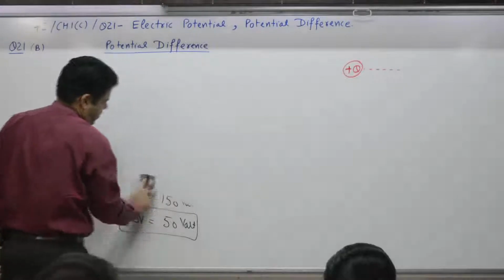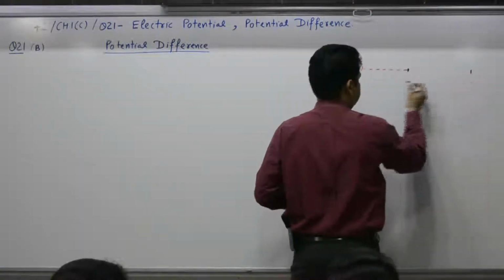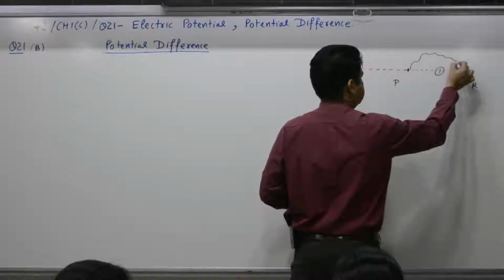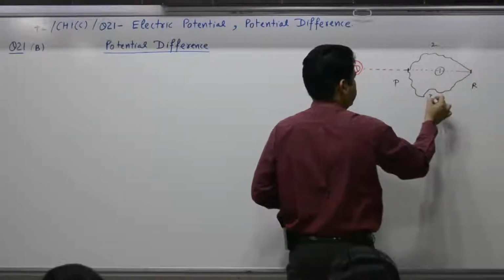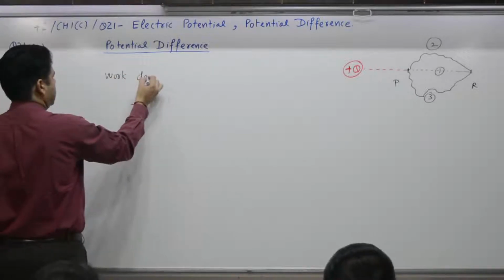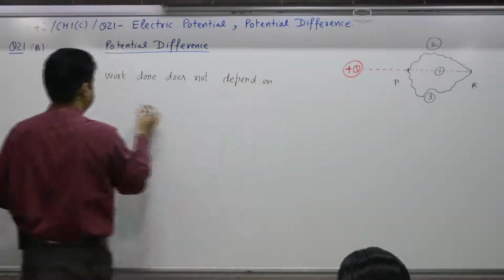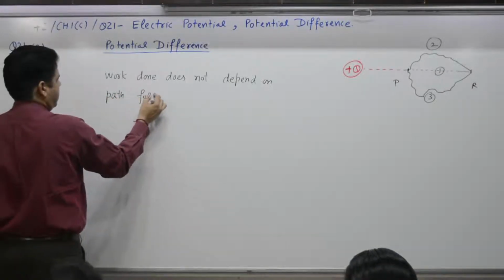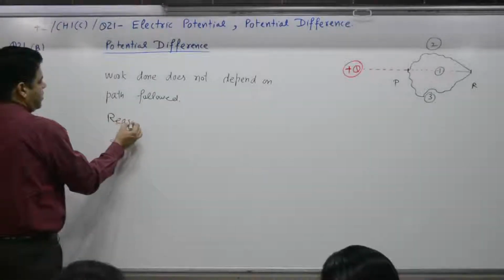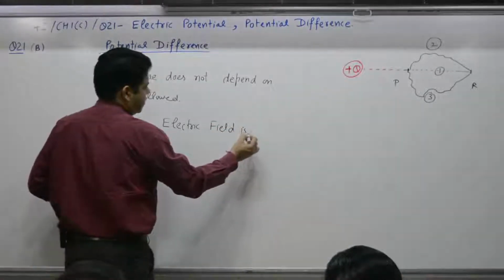Work done. As you move from P to R, there are options available. You move from P to R, charge moves on path 1 or on path 2 or on path 3. Work done does not depend on the path followed. Why? Because the reason is what? The electric field is conservative.